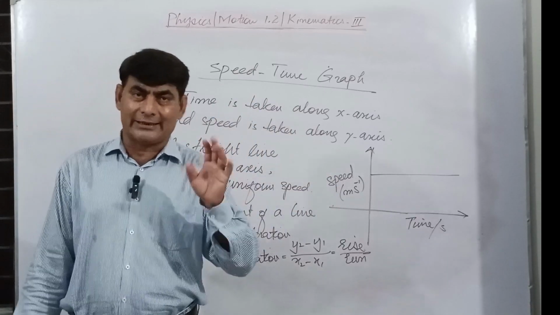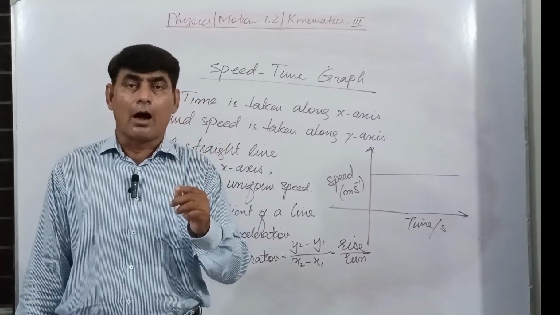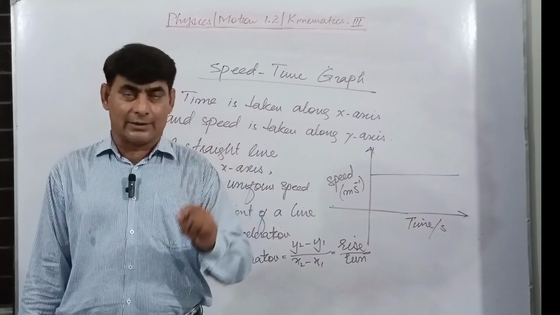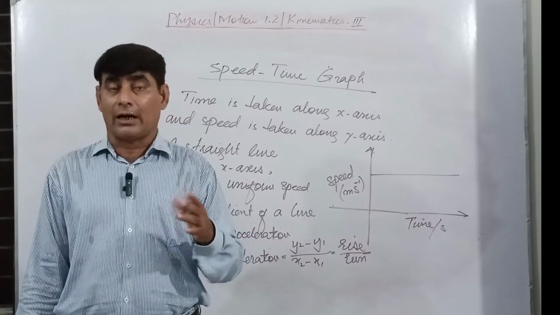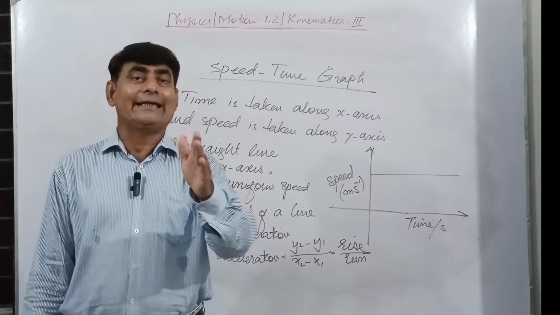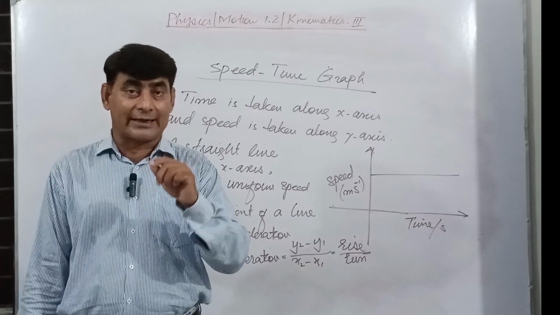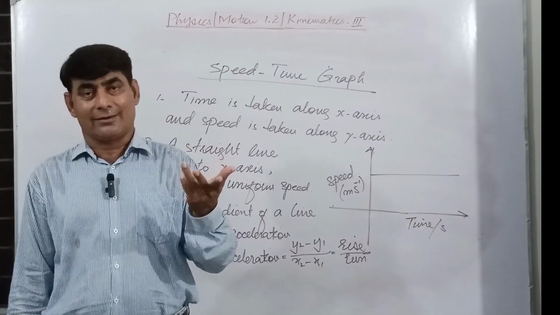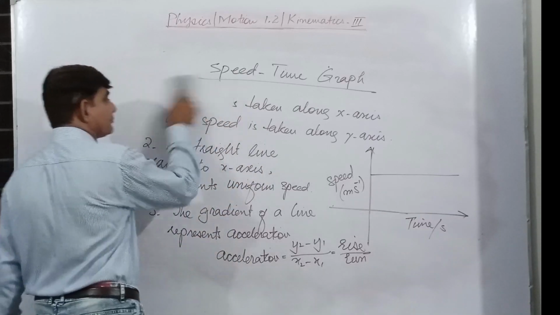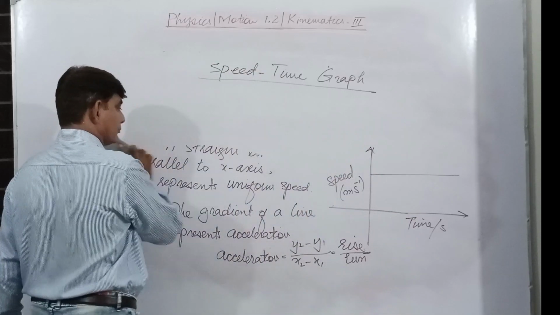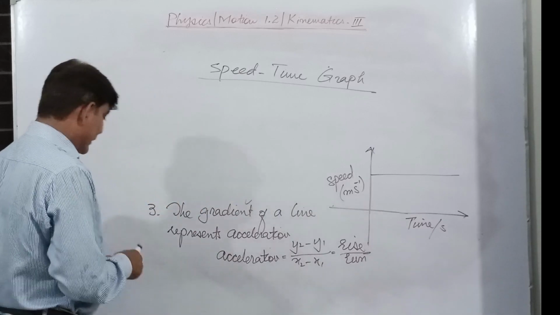What does it mean? Listen, if a line has an inclination from 0 to 90 degrees, it gives you positive gradient. But if a line has an inclination between 90 to 180 degrees, it gives you negative acceleration, meaning deceleration or retardation. Okay, listen, this is point number 4.